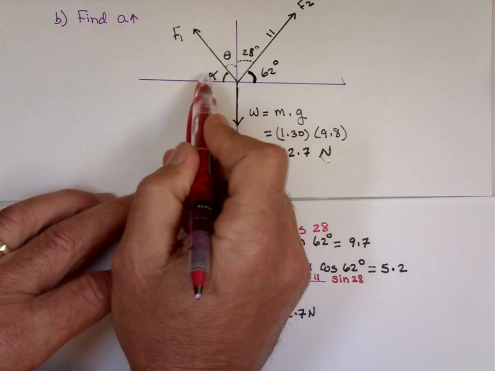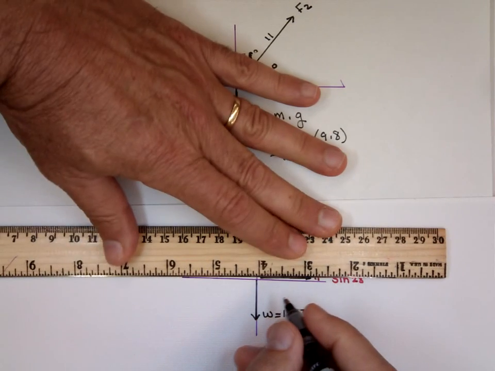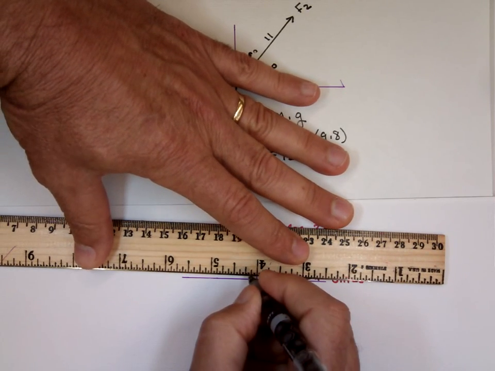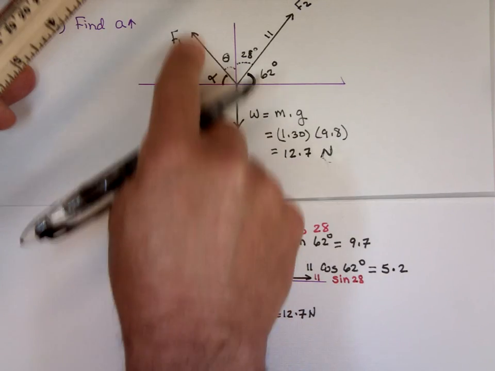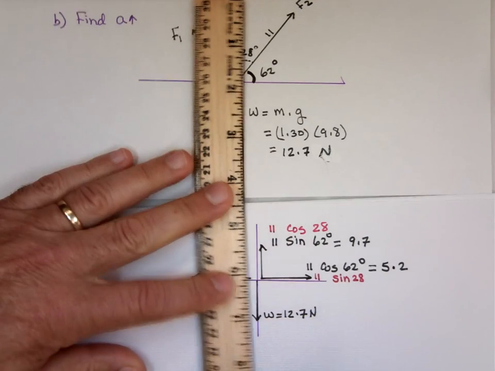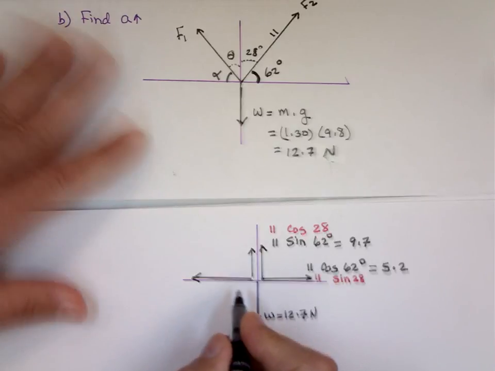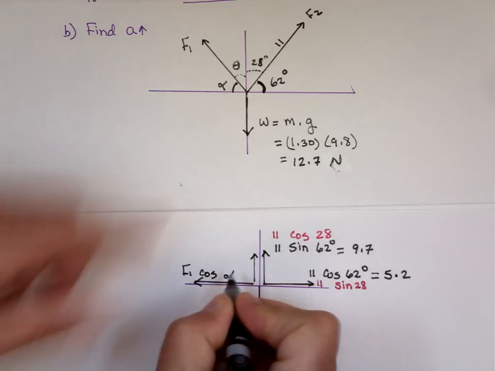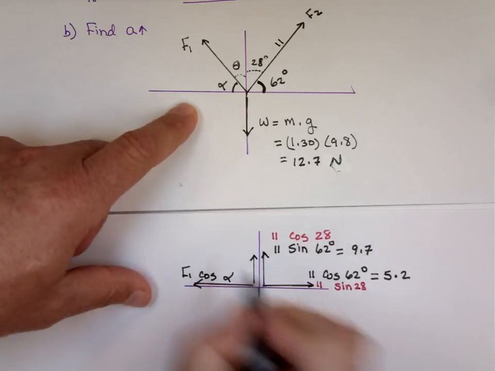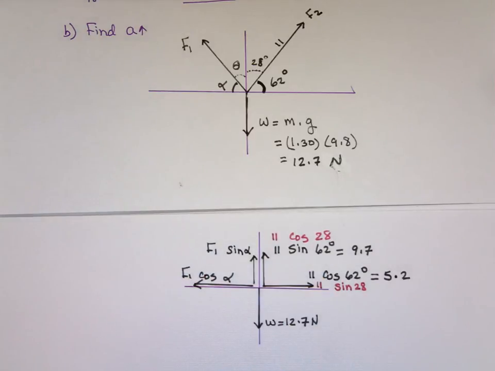So when I look at F1 now, notice if I use alpha, because alpha is with respect to the x-axis, I need to go to the left and go up to go from here to there. So this value in the x direction is going to be F1 cosine of alpha, because alpha is with respect to the x-axis. And the y value will be what? F1 sine of alpha.